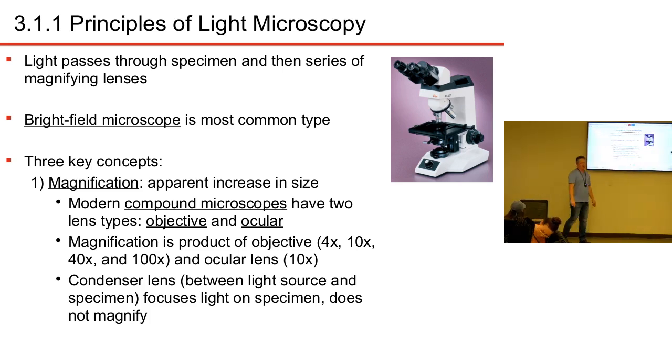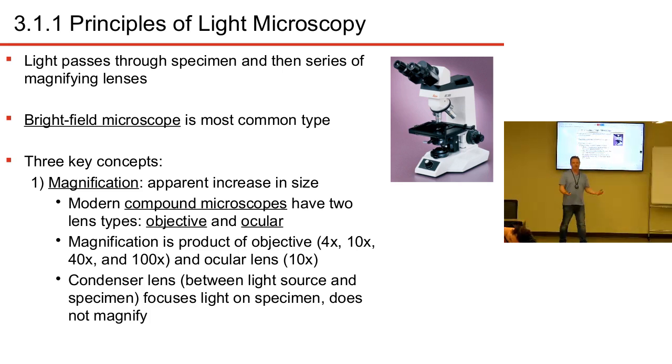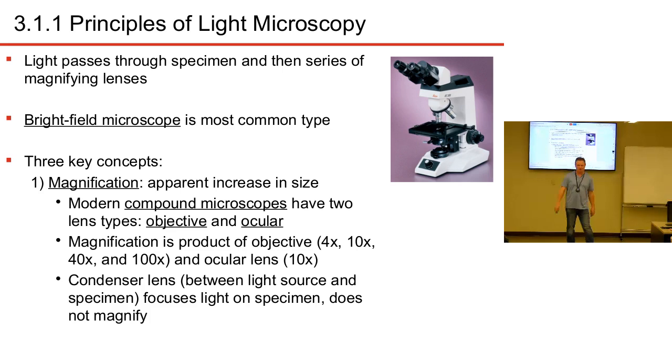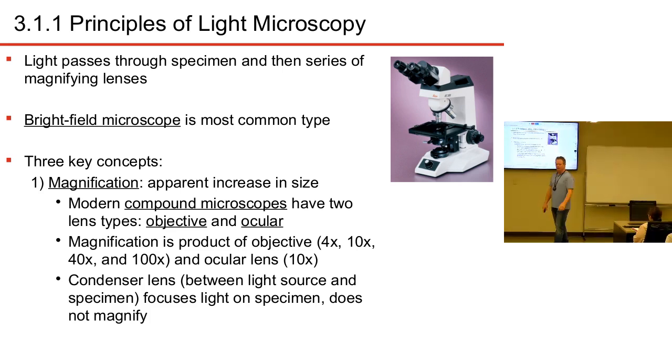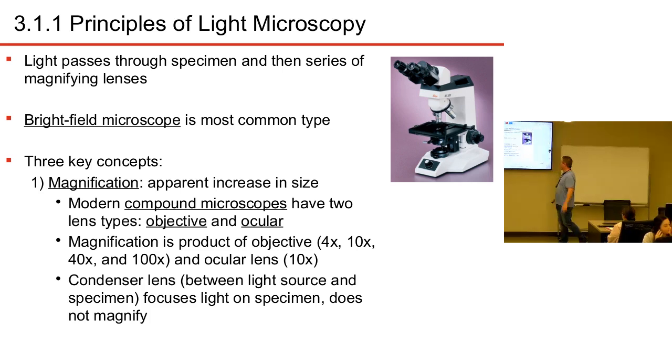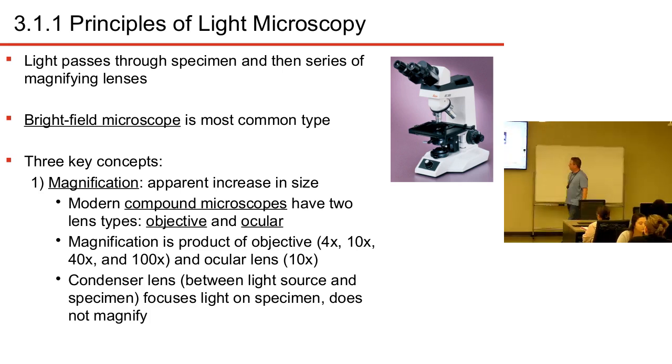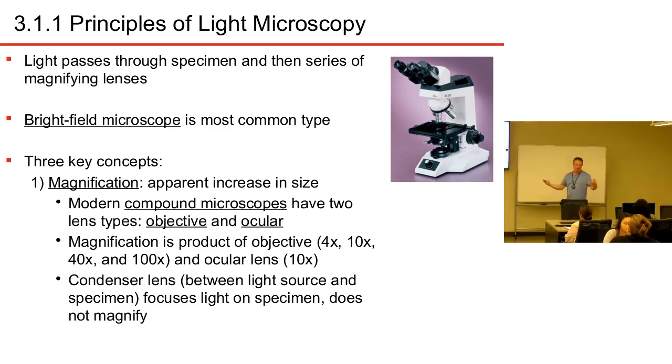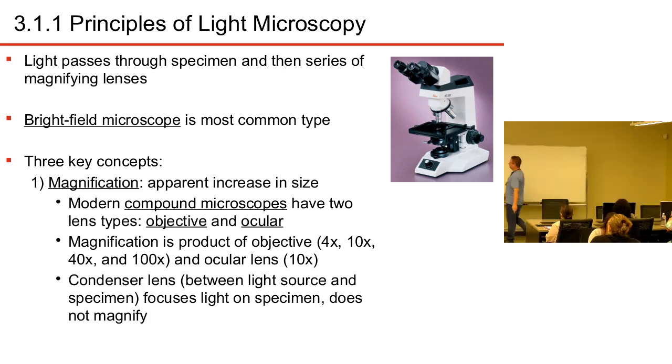However, single lens microscopes are things like the glasses on your head if you're wearing glasses. It could be a magnifying glass if you're using one of those, just a single lens. That would also be a type of microscope. The magnification of a typical student or standard microscope is going to be 10, 40, and 100.